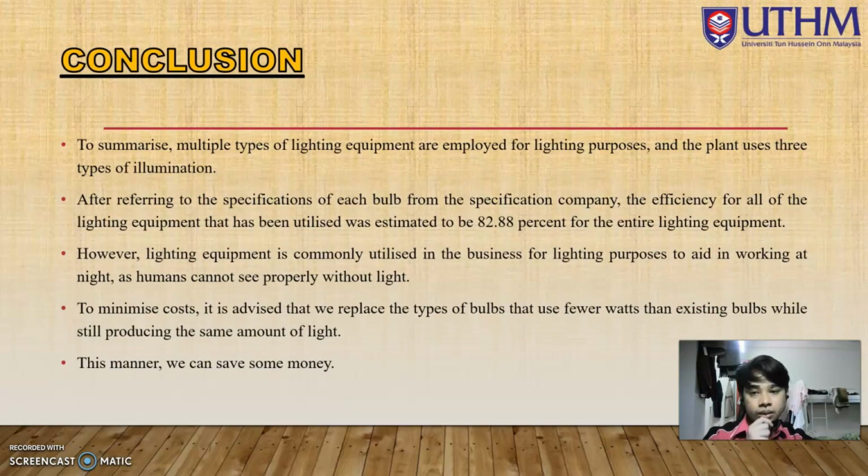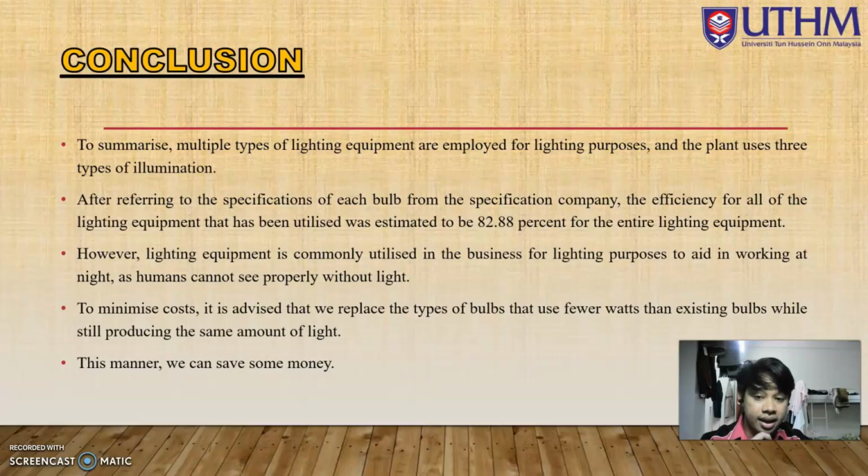For the conclusion, to summarize, multiple types of lighting equipment are employed for lighting purpose, and the plant uses the 3 types of illumination. After referring to the specification of each bulb from the specification company, the efficiency for all of the lighting equipment that has been utilized is estimated to be 82.88% for the entire lighting equipment. However, lighting equipment is commonly utilized in the business for lighting purpose to aid in working at night, as humans cannot see properly without light.